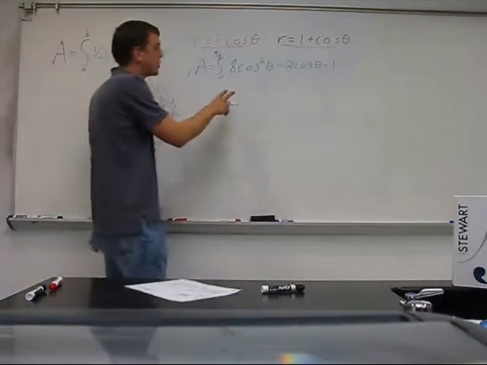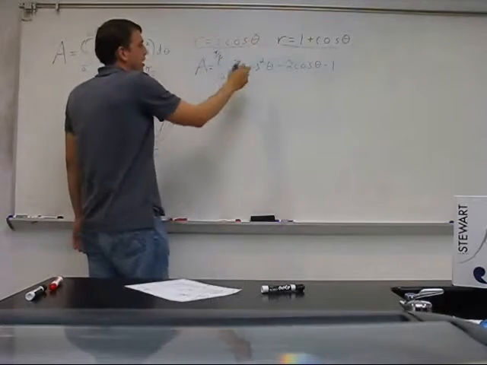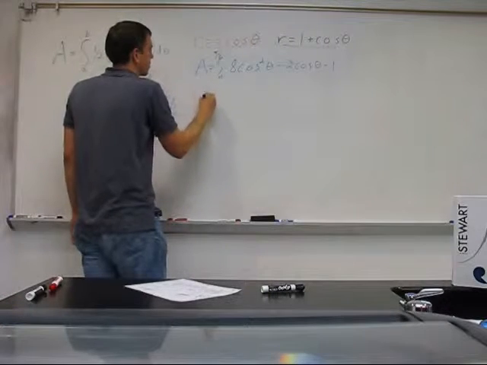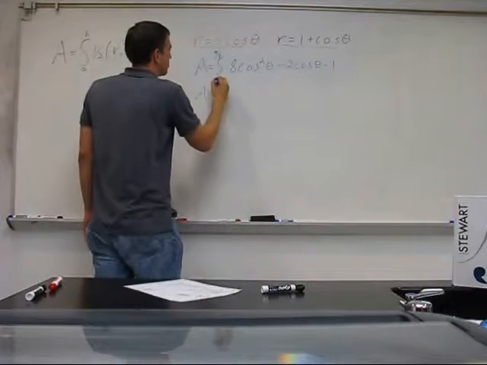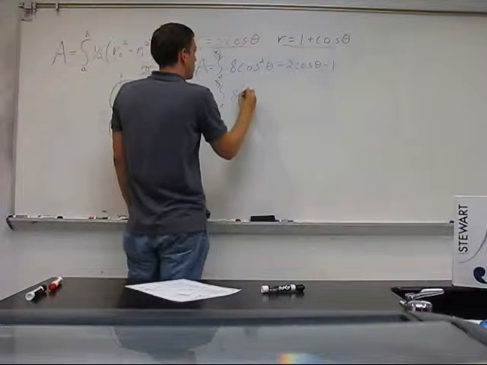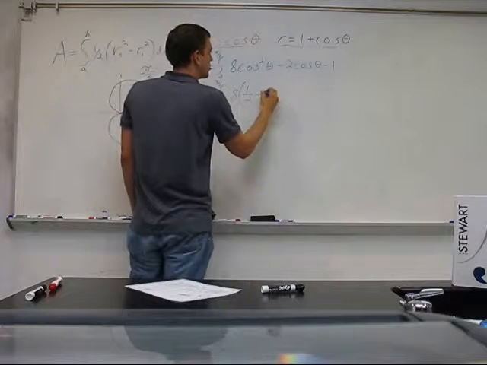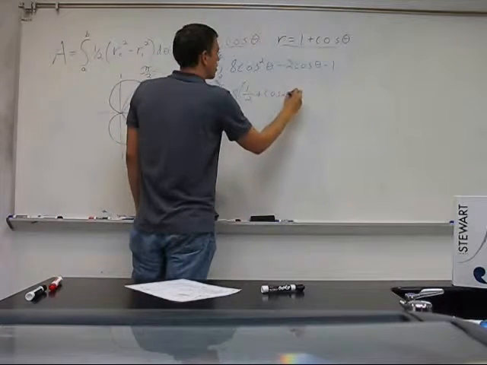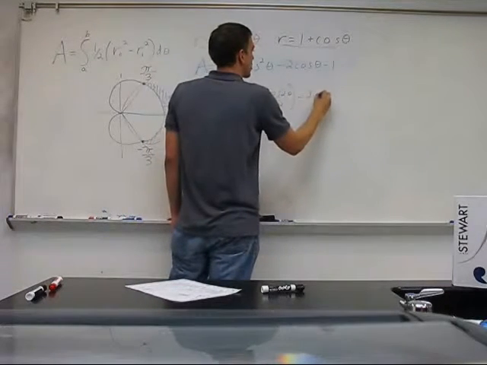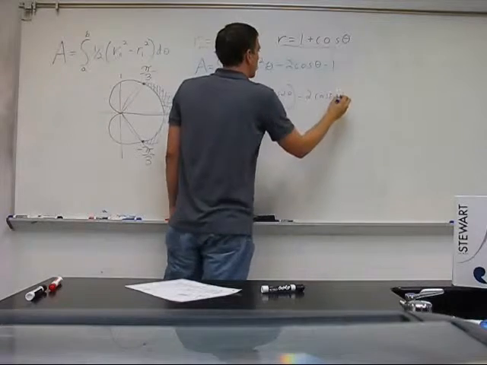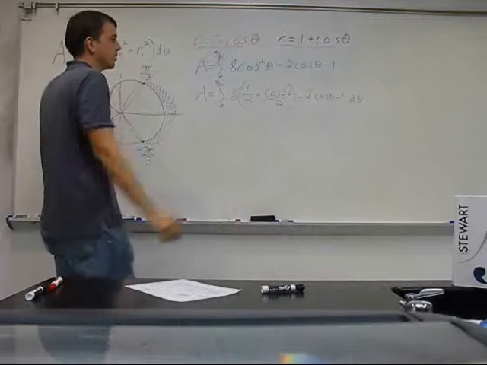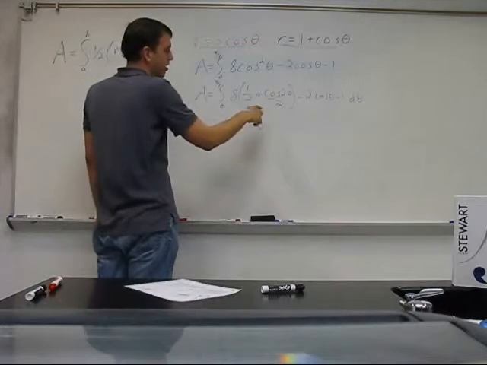Okay, here we can see the equation again, and we distribute the negative, and now we're going to do the double angle formula on cosine squared theta. So we have area is equal to 0 to pi over 3, 8 times 1/2 plus cosine 2 theta over 2 minus 2 cosine theta minus 1 d theta. Okay, so now we're going to combine, distribute the 8.